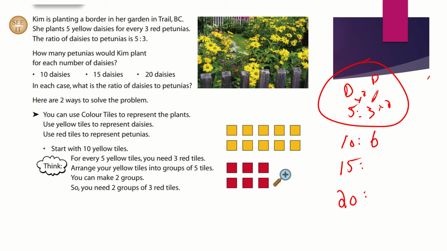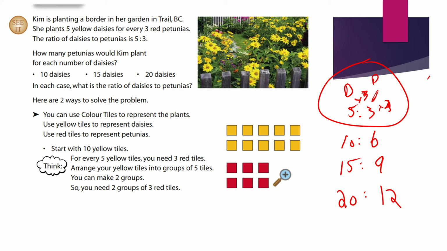Alright? Well, now what we can do is make it times 3, and we get 15, so we do 3 times 3, which is 9. So 15 to 9 is another ratio. Now we know 5 times 4 equals 20, so we do 3 times 4, which is 12.